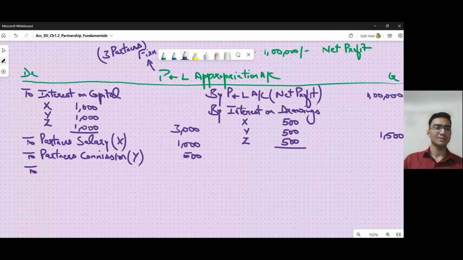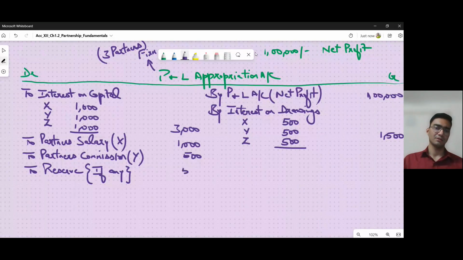Next item, what other expenses can we show in this? We can show transfer to reserve. Why do we write transfer to reserve? Maybe there is some amount which we are transferring to a reserve for any reason. Why do we create reserves? To use that amount in future. So let's say we are transferring 500 more here. These are the items which we are going to show in our P&L appropriation account.